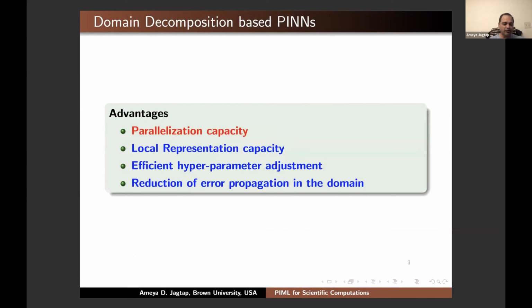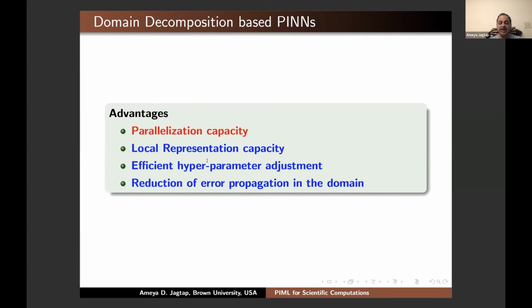So what's the advantage here? Of course, the parallelization capacity, which is also common to the data parallel and model parallel approaches I showed earlier. But what they don't have are the last 3 points given in blue. The domain decomposition approach has local representation capacity. Since you are using different neural networks, we can use different depths, widths, numbers of neurons, and numbers of hidden layers, and that's how we can change the representation capacity of the network. You remember that both data and model parallel use a single network, not multiple networks, so they don't have this facility.